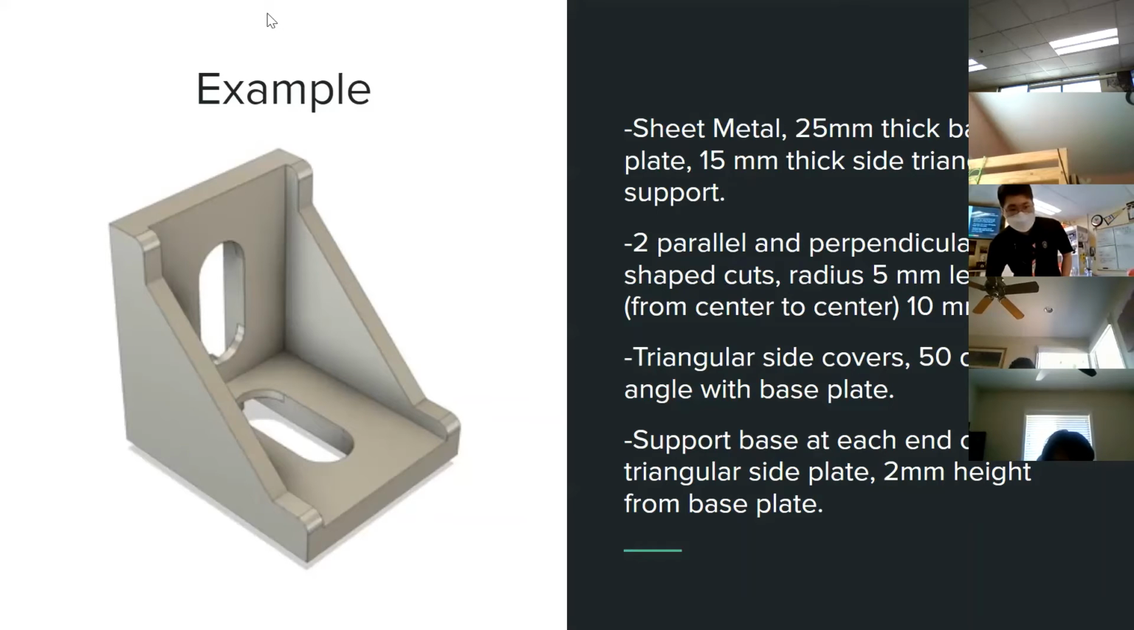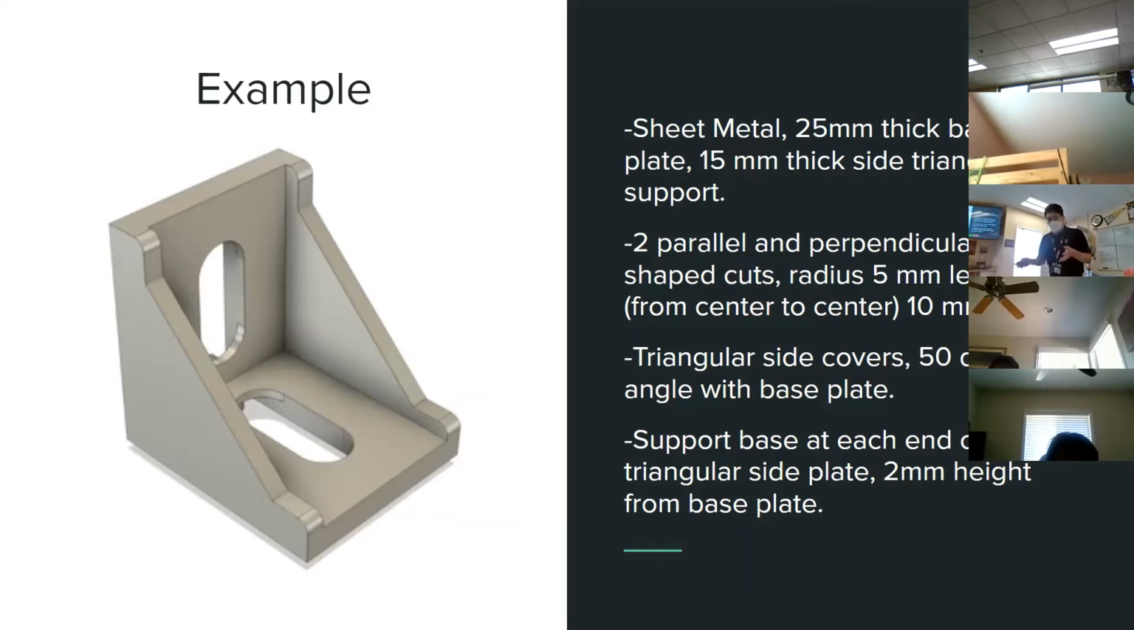So with that said, let me go over a very quick example. So this is, well, I don't know what this is. I just took it from the 3309 Robotics Club from 2017. But it's something, and it was doing something. So essentially, this is made out of sheet metal, 25 millimeter thick base plates, 15 millimeter thick side triangles, and support. Now, I know all of this sounds a little bit complicated and technical. Like, where did I get this number, and how did I come up with the vocab to describe this?